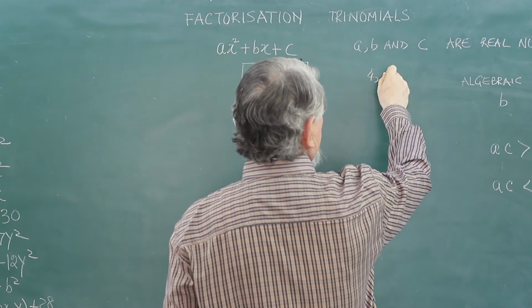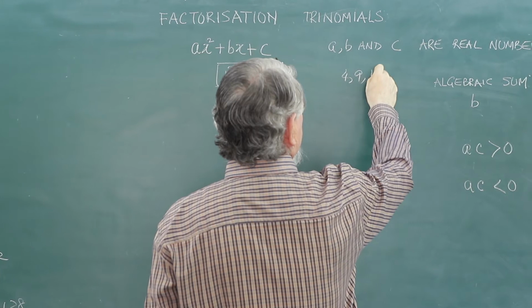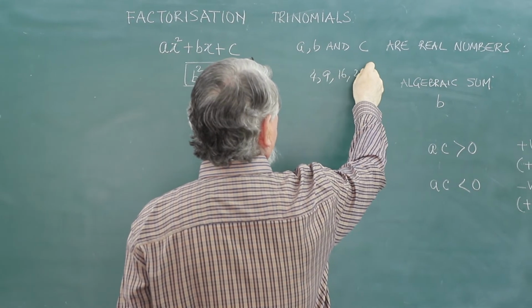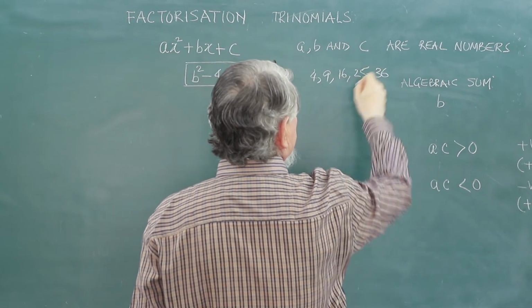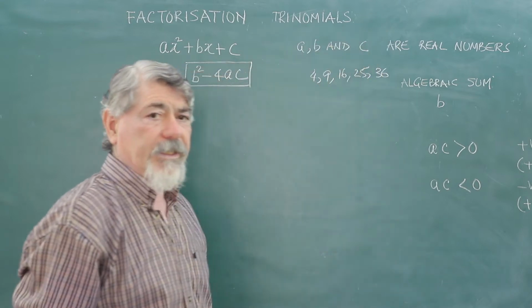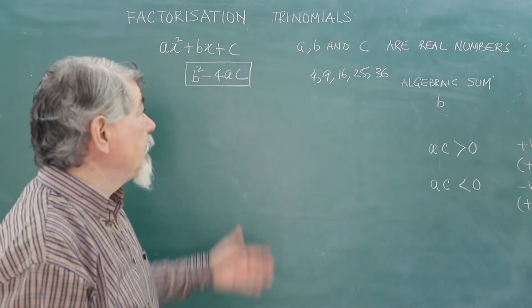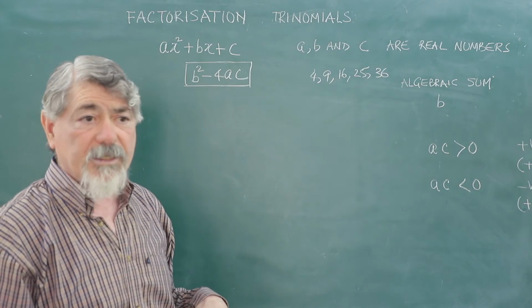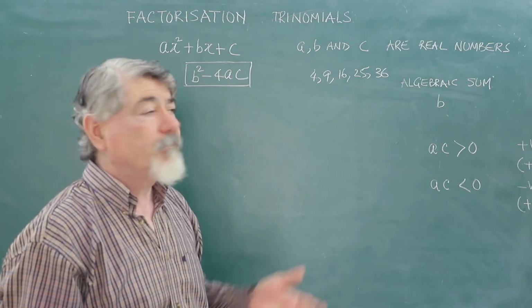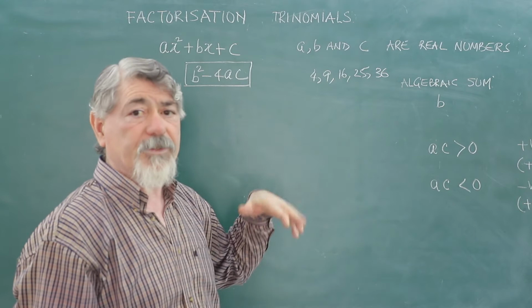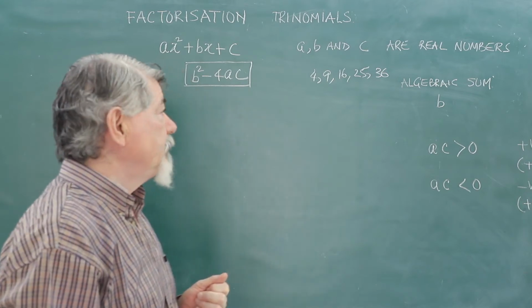4 is a perfect square, 9 is a perfect square, 16 is a perfect square, 25 is a perfect square, 36 is a perfect square, and so on. If they come out to be a perfect square, then factorization is possible. Otherwise, factorization by this method may not be possible. Then we apply certain other things.